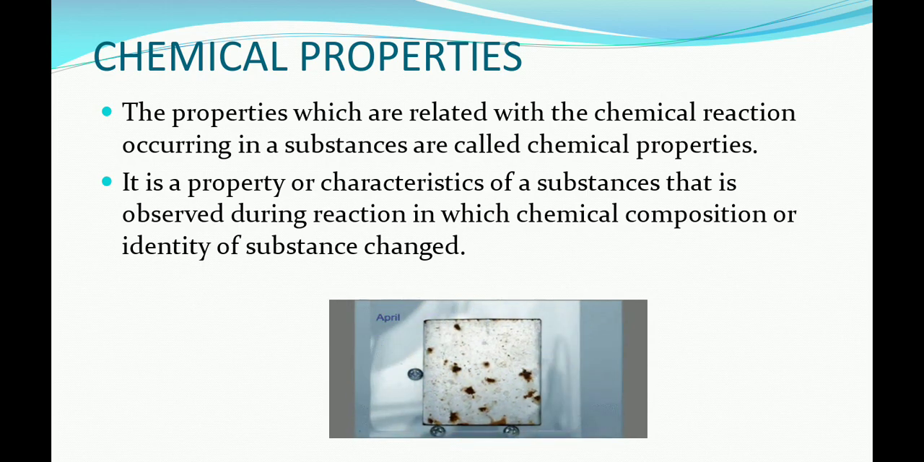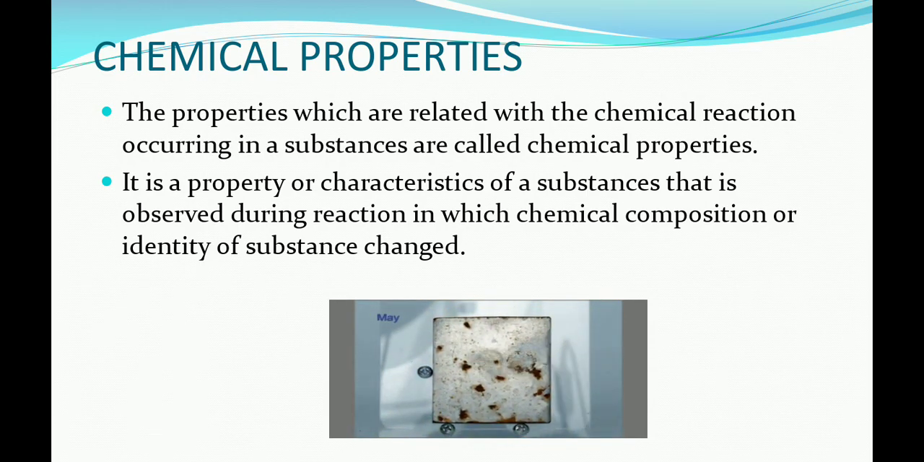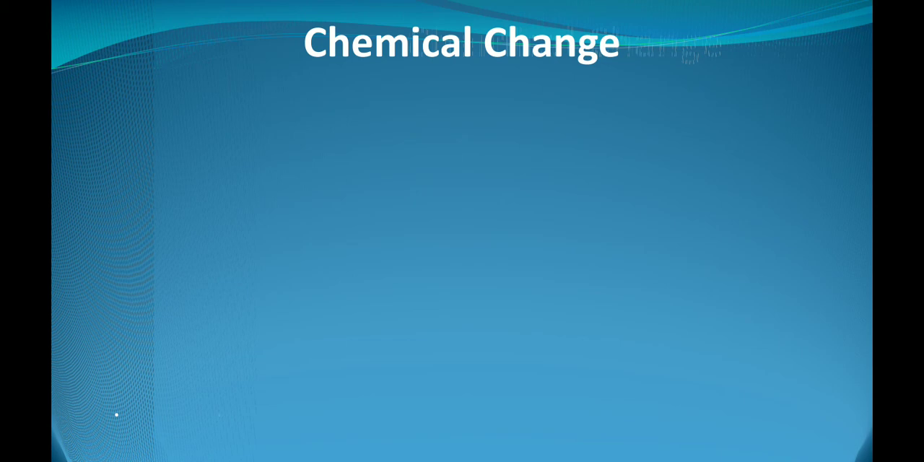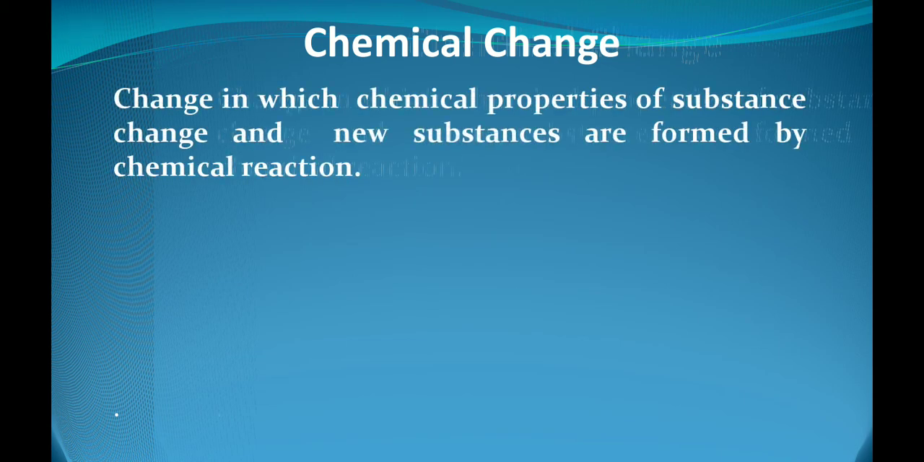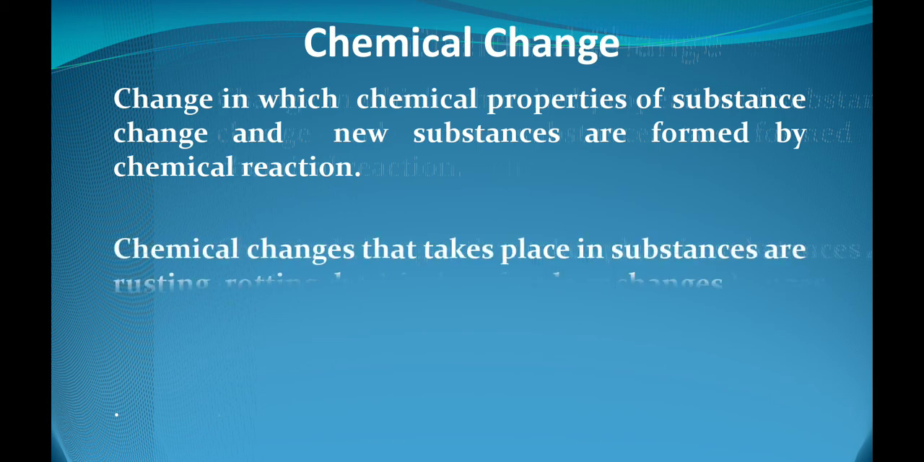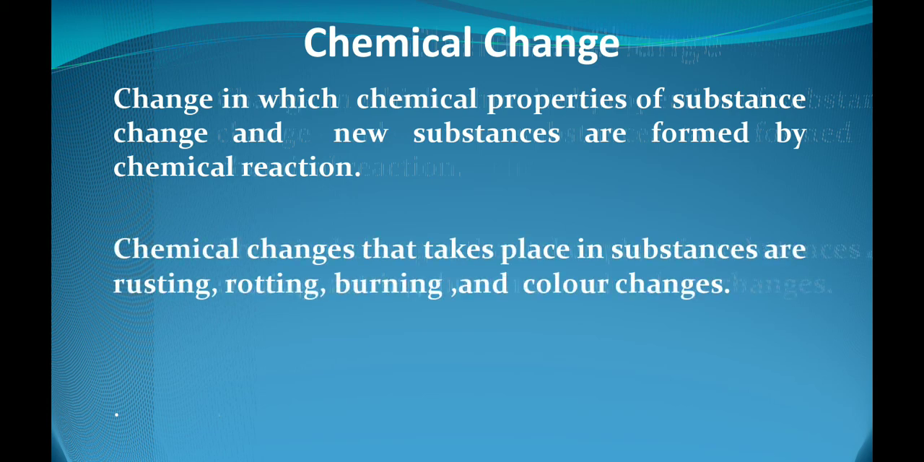Chemical properties are explained by a change known as chemical change. Chemical change is a change in which the property of a substance changes and new substances are formed by a chemical reaction. In a chemical reaction, the breaking and formation of bonds takes place to make new substances. Changes that take place in a substance include rusting, rotting, burning and color changes.